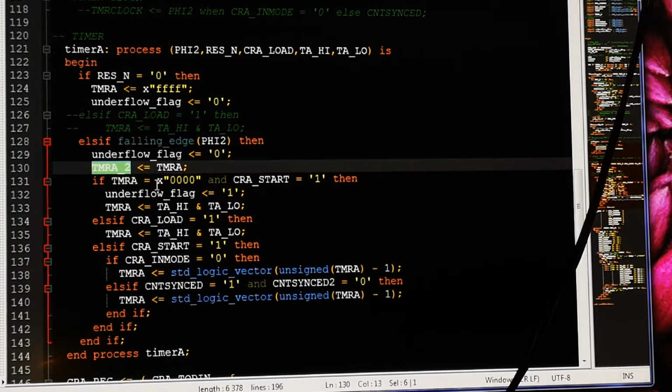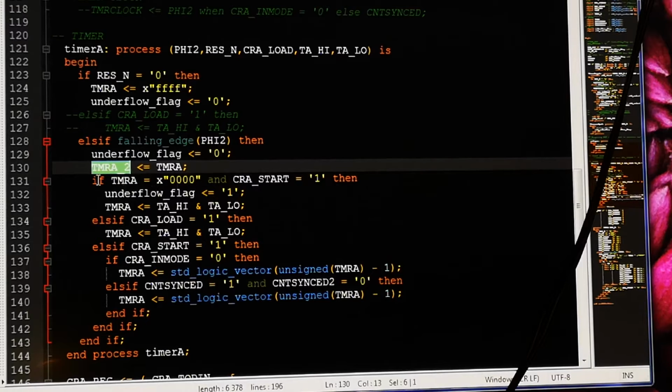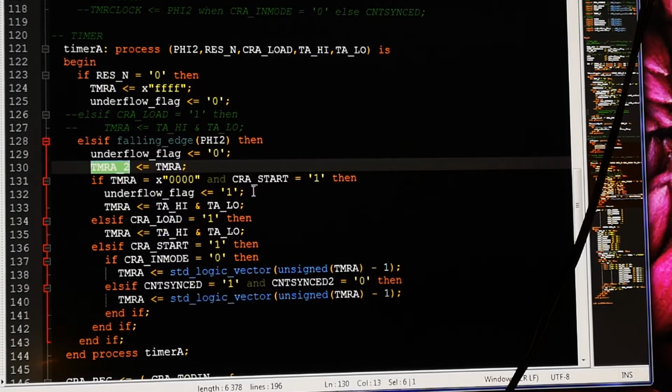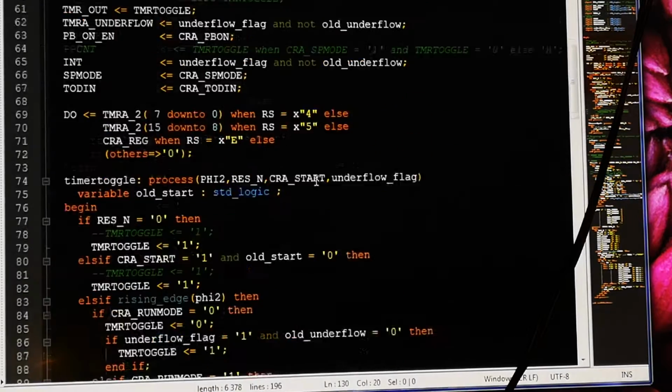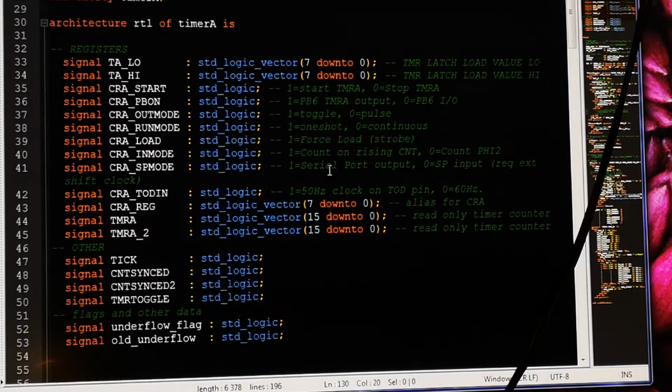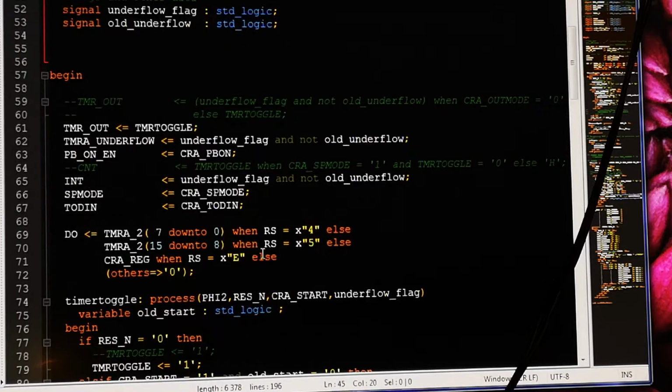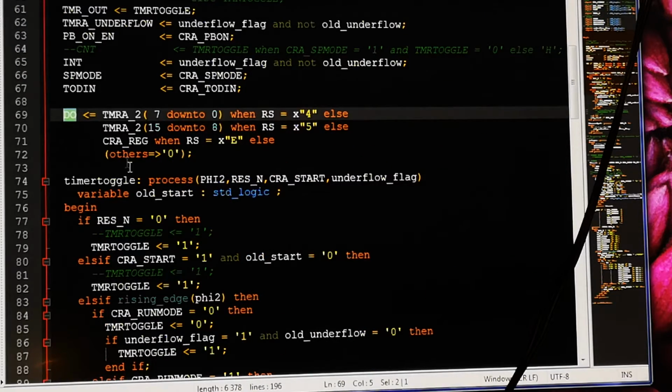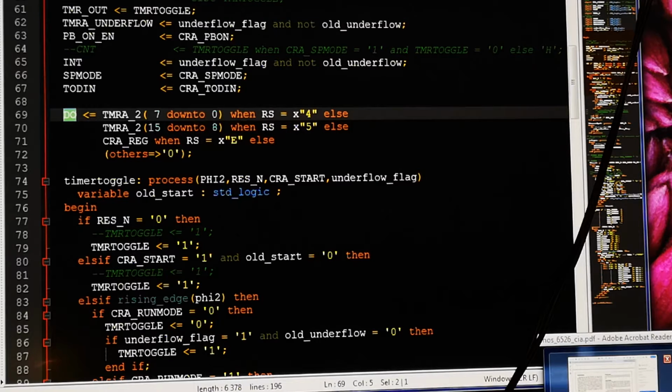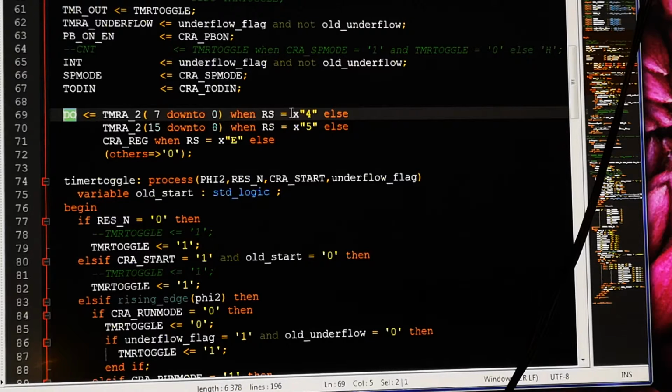If you're reading the timer when the timer is stopped, this doesn't matter at all. Then you could have written this or written that. But if you're reading it while it's running, it's a different story. At least this is what it looks like in the code anyway. So I added timer 2 there. And then in the data out of this module, timer 2. So if you do a read 4 or 5, then you read timer 2.